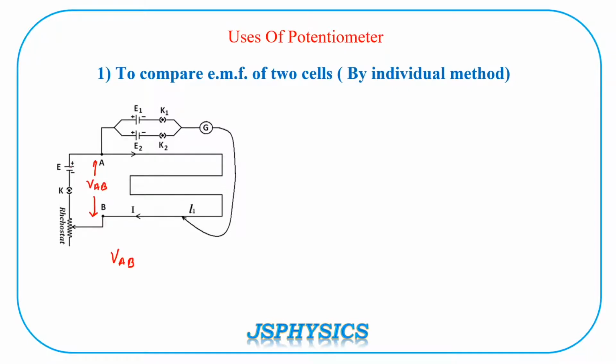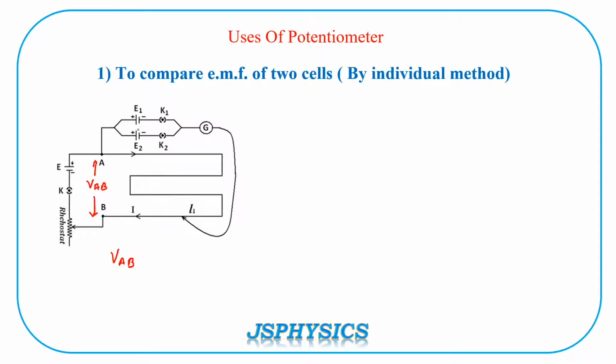Naturally, because positive of the battery is connected to A, terminal A will be at a higher potential compared to the B terminal. That means as you go away from A towards B along this wire, the potential difference keeps on decreasing. There is a drop of potential across the length of the wire. The potential gradient across AB will be created by using this combination of battery, key and rheostat. The value of VAB you can change by sliding the pointer on the rheostat.